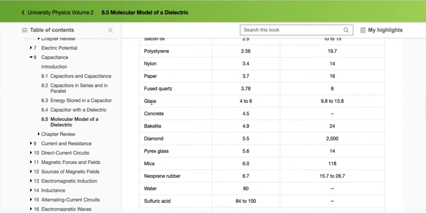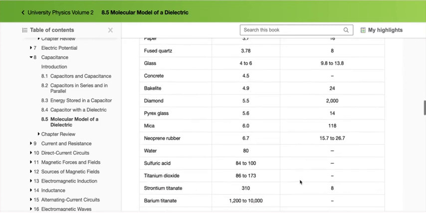Glass is a very popular dielectric. Increases our capacitance up to 6 times what it was before. Okay, that's a good place to stop.